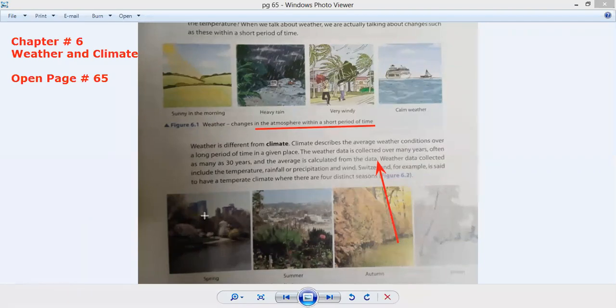Weather data is collected, as I told you, over 30 years, maybe less than that, and possibly more than 30 years, including the temperature. What do research agencies do in weather data collection? They find out and collect the temperature, rainfall, precipitation and wind. So they find out these four characteristics.